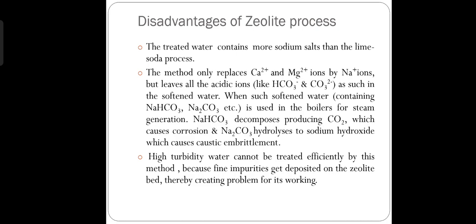When such softened water containing NaHCO3 or Na2CO3 is used in the boiler for steam generation, NaHCO3 decomposes producing CO2, which causes corrosion, and Na2CO3 hydrolyzes to sodium hydroxide, which causes caustic embrittlement. So the bicarbonate salts and the carbonate salts, the acidic ions, are also harmful and have to be removed. This is the major disadvantage of the zeolite process.